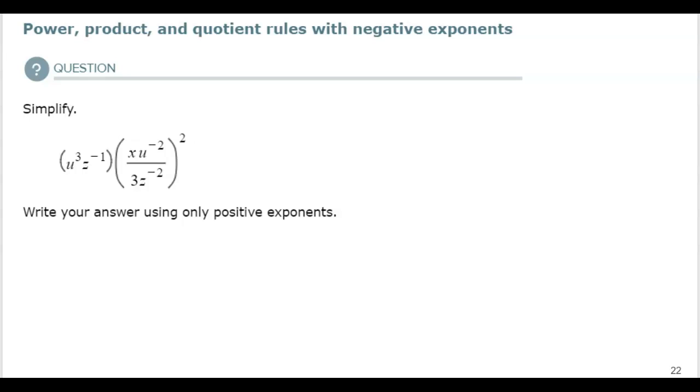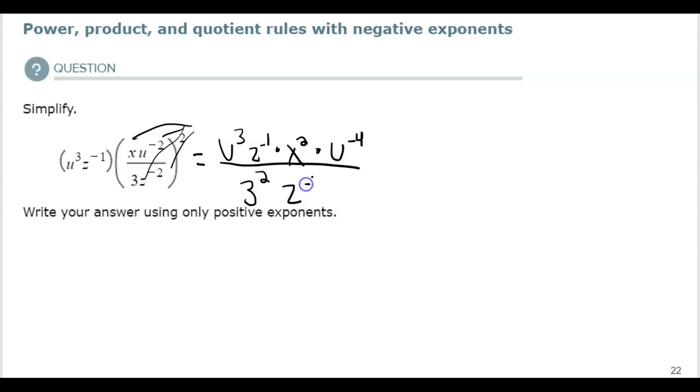This is a lot. Okay. I'm going to go ahead and just write my u to the third, z to the negative 1, x squared. I'm distributing this 2 now to everything. U to the negative 4, 3 squared, z to the negative 4. Let's go ahead and attempt to combine what we can. In my numerator, I see that I have my u to the negative 1 because I could do 3 minus 4. I have a z to the negative 1 and an x squared.